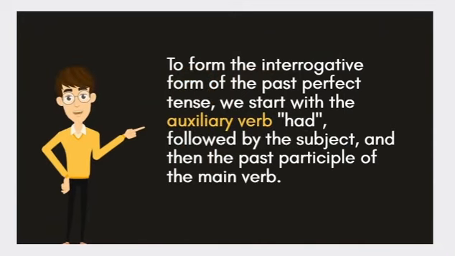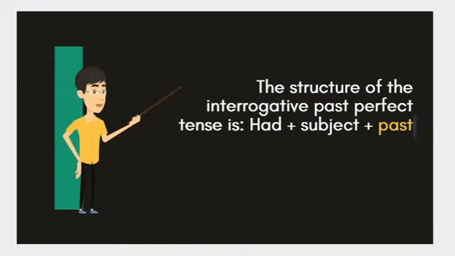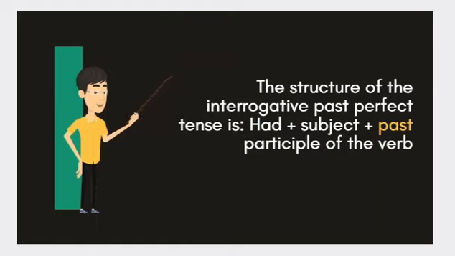To form the interrogative form of the past perfect tense, we start with the auxiliary verb had, followed by the subject, and then the past participle of the main verb. The structure of the interrogative past perfect tense is had plus subject plus past participle of the verb.